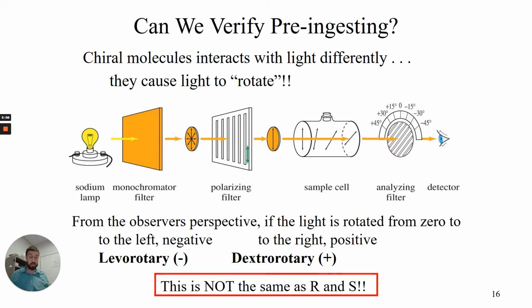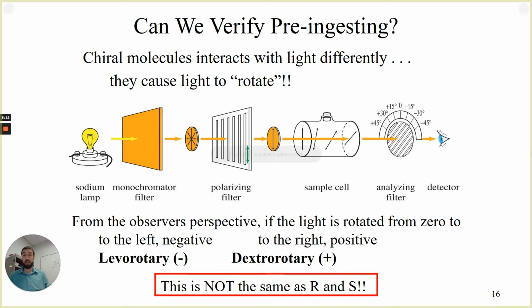The next thing I'll mention that you may see in future classes, particularly if you're taking biochemistry, is you may see reference to a capital L and a capital D. Think levorotatory.